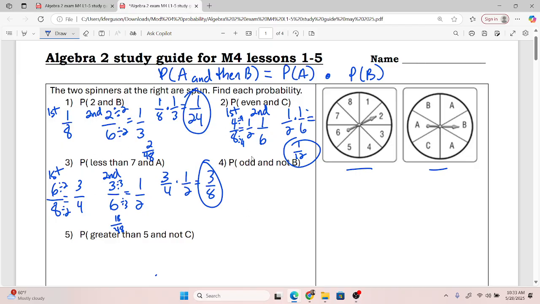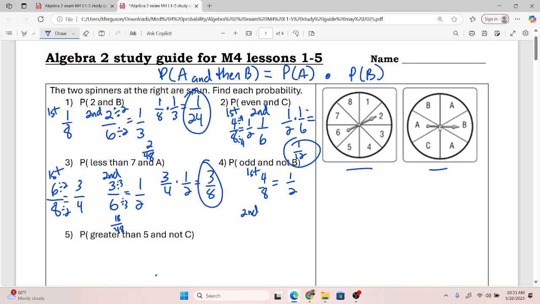So, number 4, what's the probability of getting an odd number? It's the same as getting an even because we got 8 possibilities. So the first event is 4 out of 8, which can be reduced to 1/2 by dividing by 4, top and bottom. Then the next one I want to get is not B.